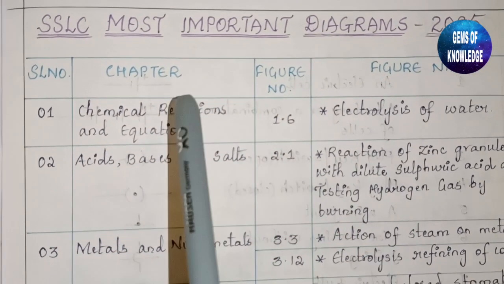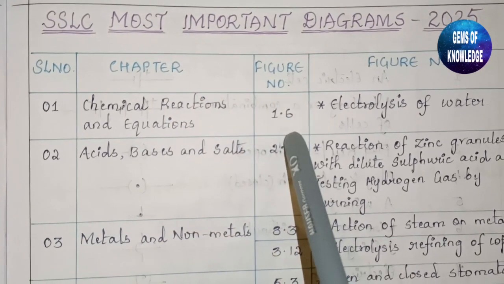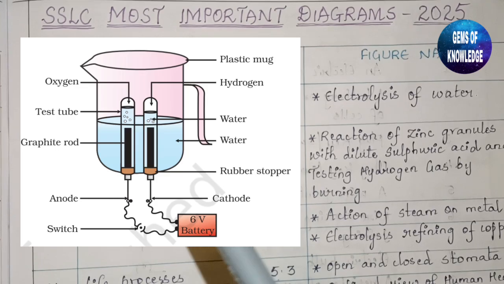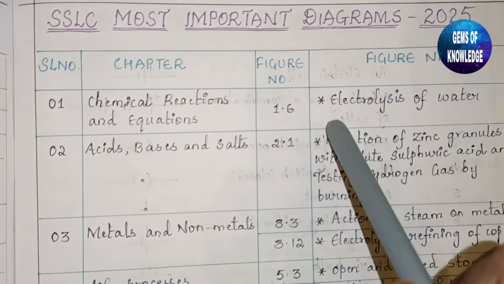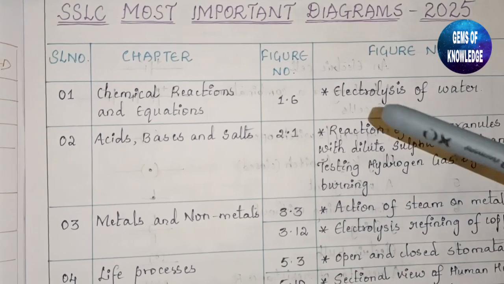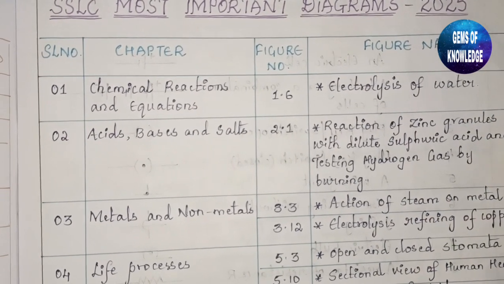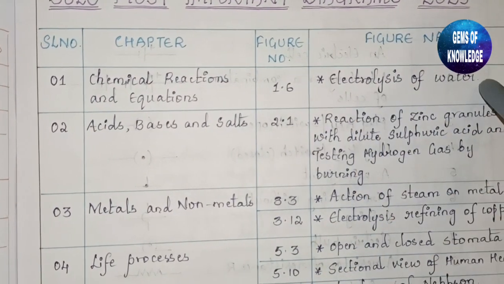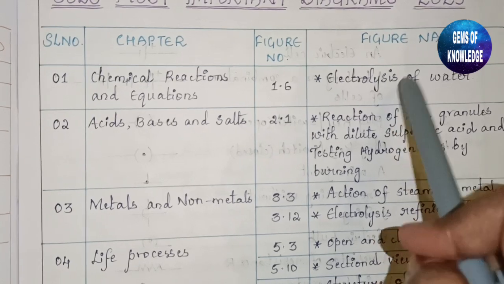So here the first diagram is from the chemical reaction and equation, that is figure 1.6, that is electrolysis of water. So you can see the popping picture onto the screen, that is the electrolysis of water. For every diagram, you can see a popping picture onto the screen and you can identify the diagrams. From this chapter, only one diagram, that is electrolysis of water.